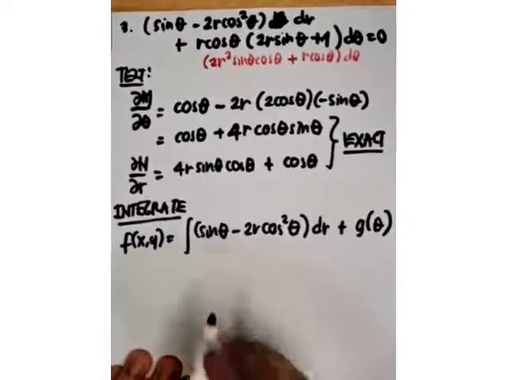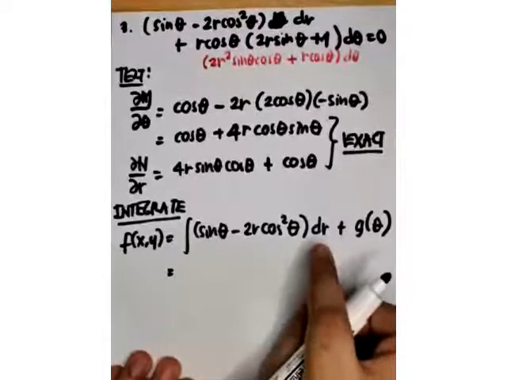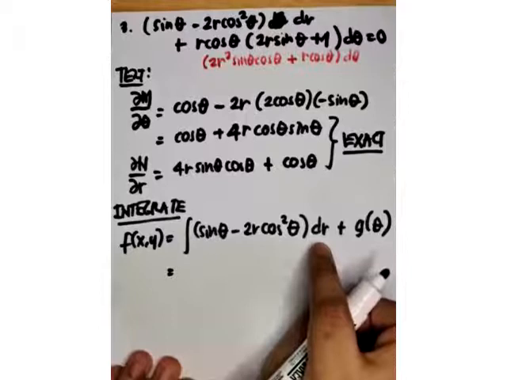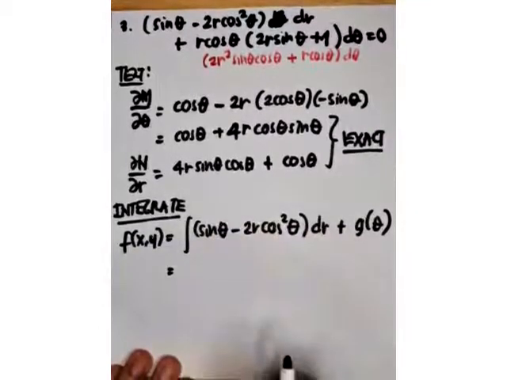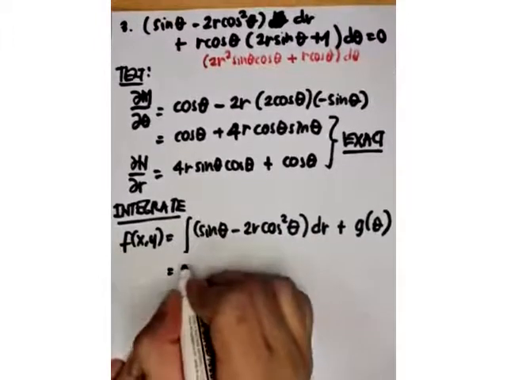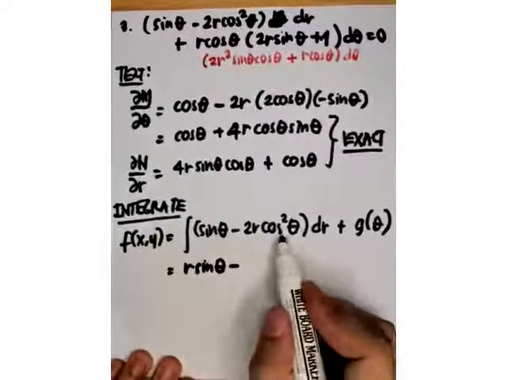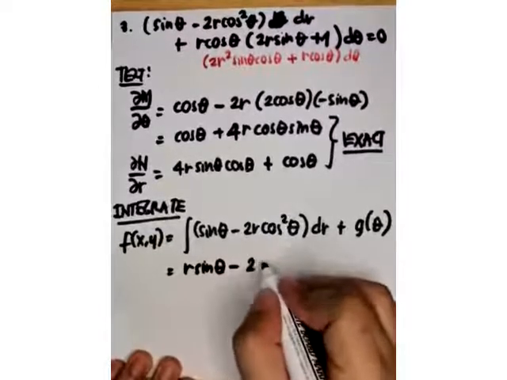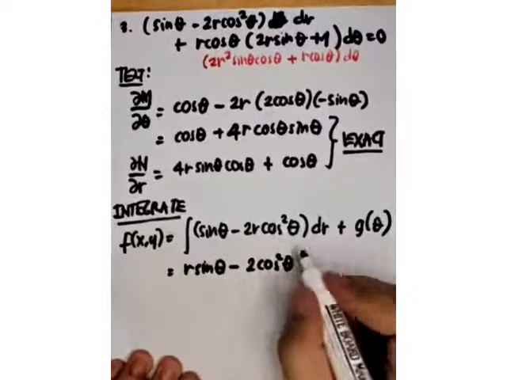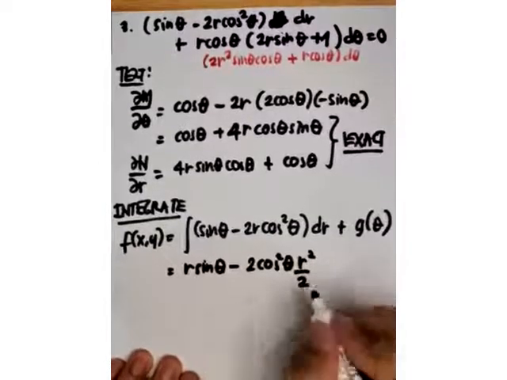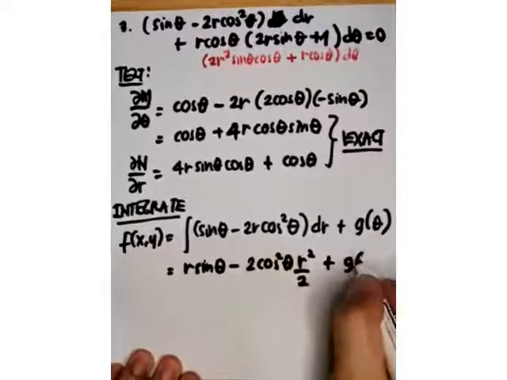Okay. Okay, so let's integrate. So, we will integrate it in terms of r. And again, that means if we will integrate it with terms of r, theta is considered constant. Okay, so if distribute natin to dito, so what is the integral of sine theta dr? So that will be r sine theta minus, okay, constant ulit ito. Constant yung 2 cosine squared theta. So i-derive lang natin yung, integrate natin yung r. So r squared over 2. So the integral of r is r squared over 2. Yan. Plus g of theta.